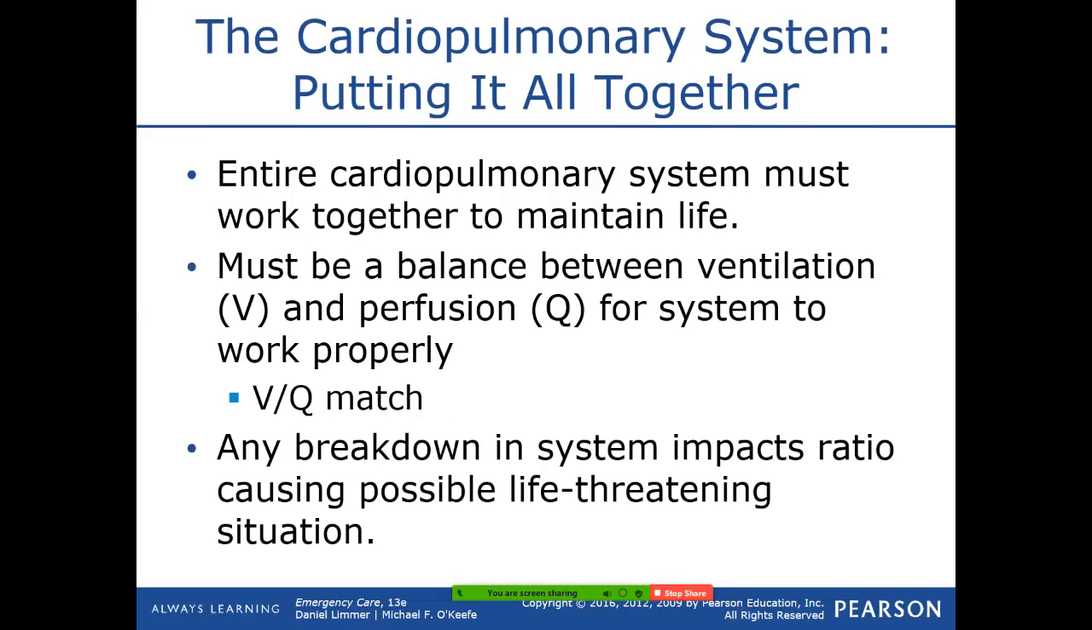So let's put the two systems together. The entire cardiopulmonary system must work together to maintain life, okay? There must be a balance between ventilation and perfusion for the system to work properly. This is referred to as the VQ match. I don't know where the Q comes from. Ron may know, but ventilation is V, perfusion is Q, so they call it a VQ match, all right? Any breakdown in the system impacts the ratio and can cause possible life-threatening situations.